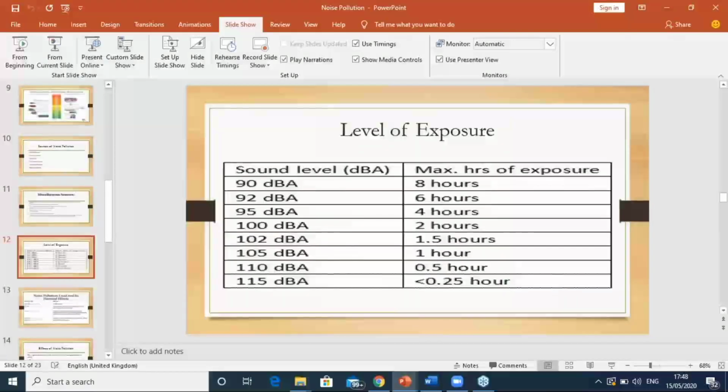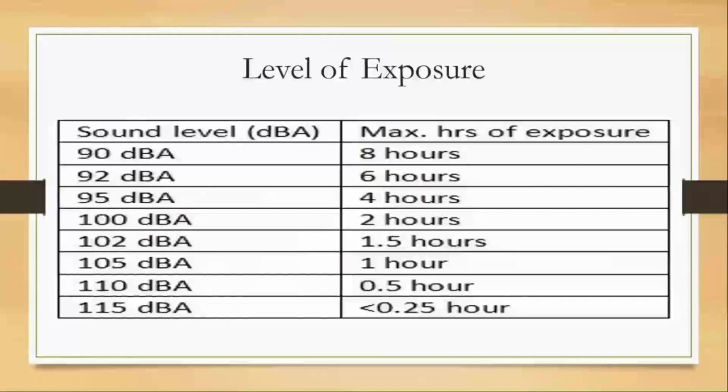Now let's look at the level of exposure. Let me see if I can maximize my screen so that those using phones can see it boldly. So you have the sound level, and we have the maximum hours of exposure, meaning you're expected not to go beyond this particular period. If, for example, it is 90 decibel, your maximum hours of exposure is 8 hours. Your exposure at that sound level should not be more than 8 hours.